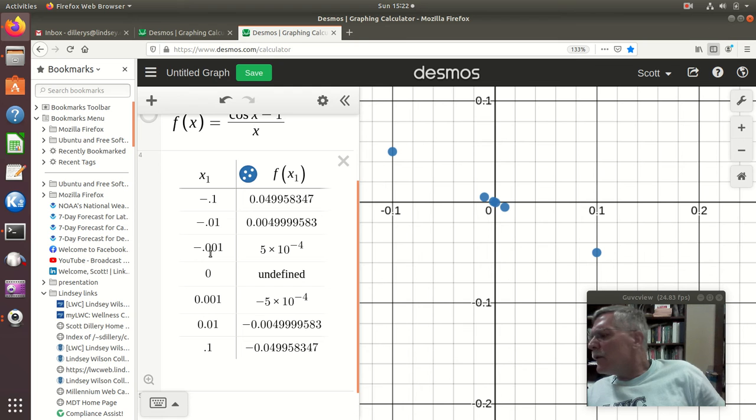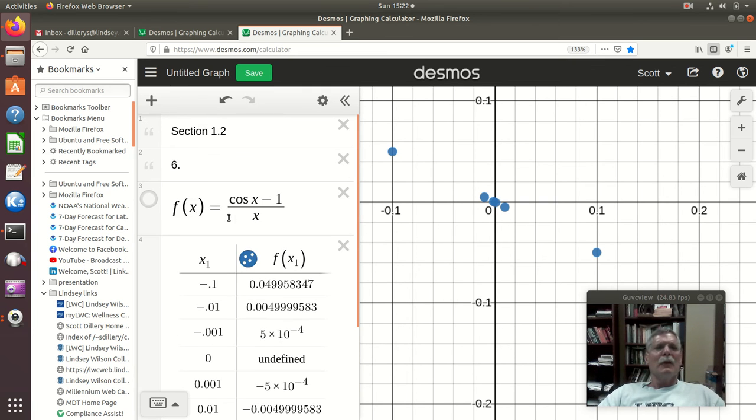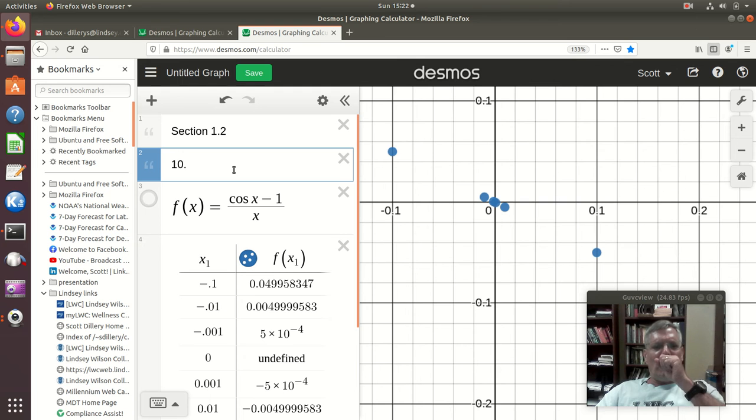Then what it says in exercises 7 through 14, create a table, right? So if I'm looking at, say, something like number 10, it says to create the table. Well, no big deal, I can do that. So, excuse me.